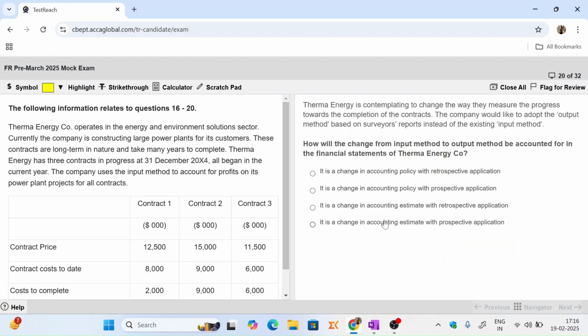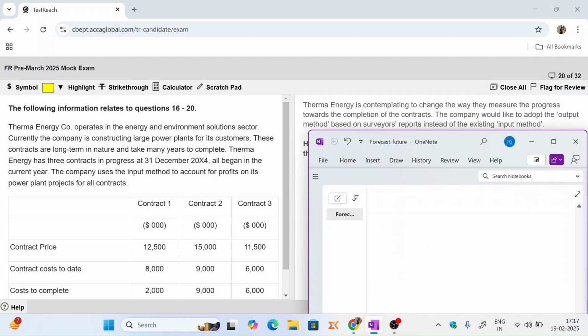Moving ahead to the last statement, Therma Energy is contemplating changing the way they measure the progress towards the completion of contracts. The company would now like to adopt the output method based on surveyors' reports instead of the existing input method. So they are changing the method that they follow, from input to the output method. So we have to tell whether it's a change in accounting policy or an estimate, and whether it will be applied retrospectively or prospectively. For this we will again revise our concepts.